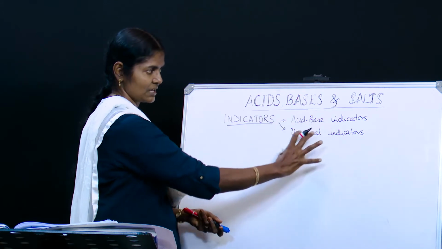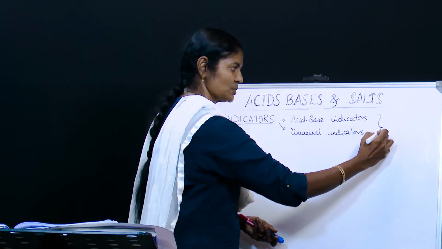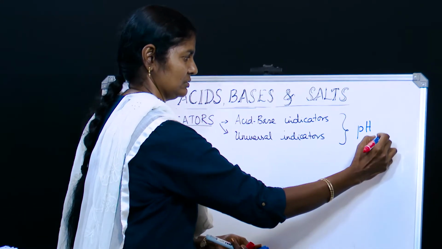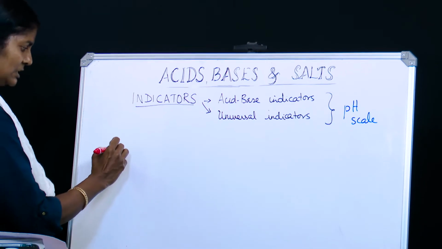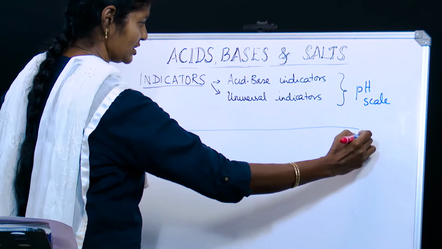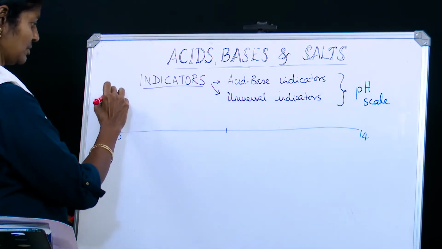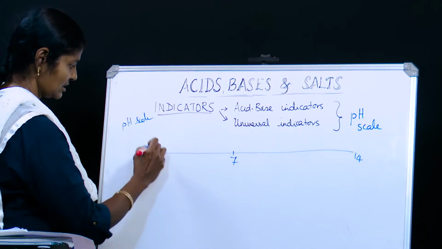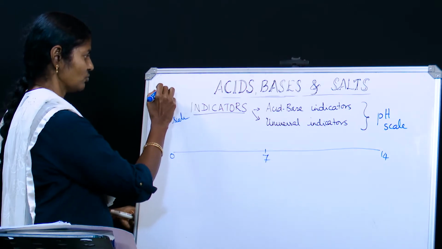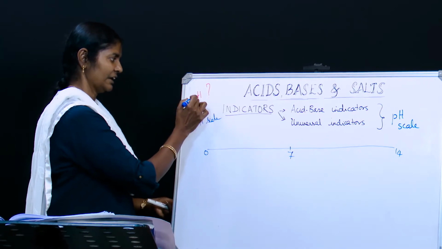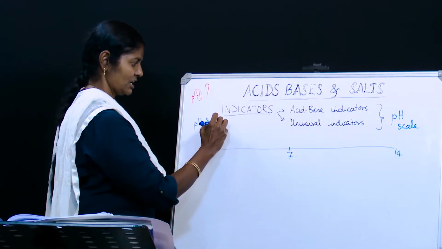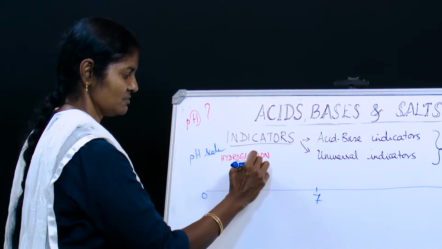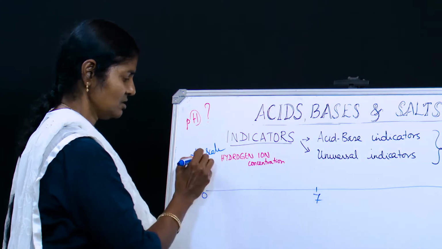So the basis of these indicators is totally based on something called the pH scale. This pH scale is made of 14 divisions. This is called the pH scale. It's made of 14 divisions. So what is this pH? What does pH mean? From the letter H, pH means hydrogen ion concentration. So the concentration of hydrogen ions is given by the measure called pH.